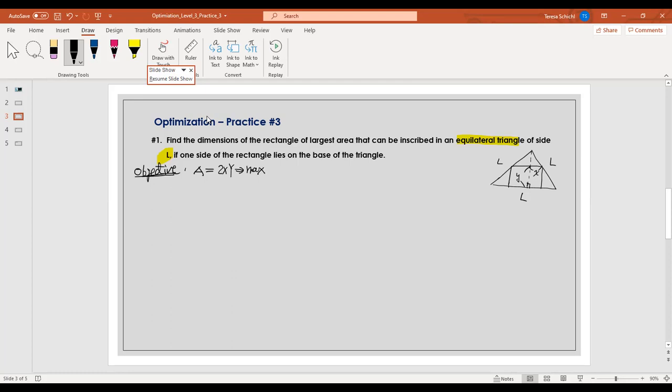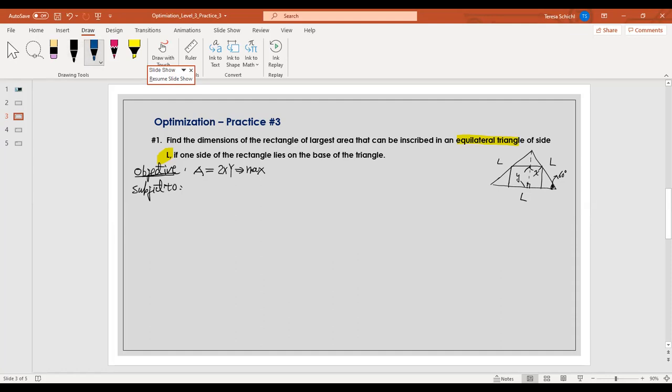Now for this problem, the hard part is to find our constraints, or the conditions we need to follow here. So how do I combine the X and the Y here? Let's take a look at these triangles. Because this is equilateral, what degree is this angle? This is 60 degrees, correct? So this is 60 degrees.